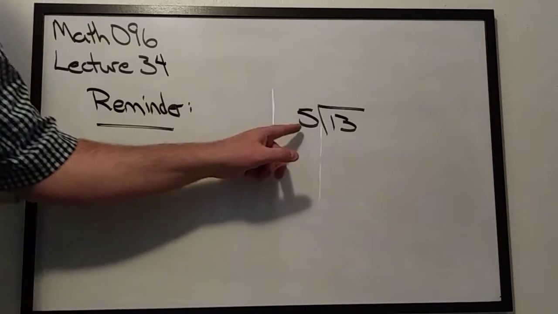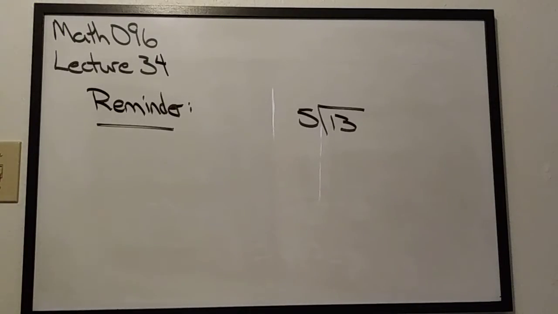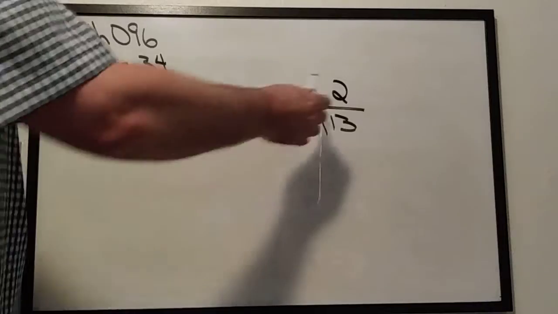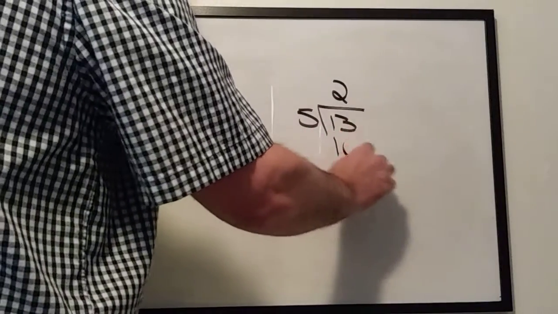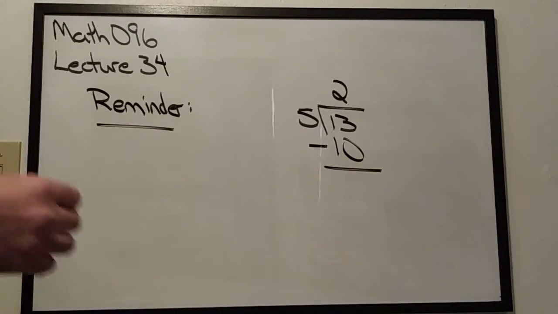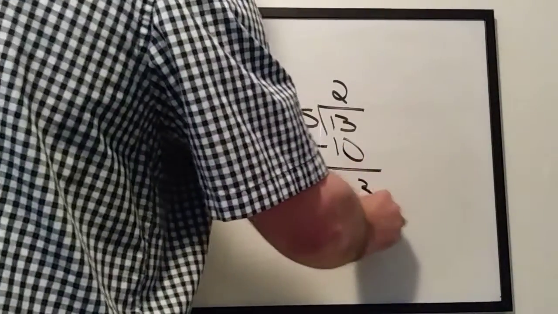So the first question I have to ask is, how many times does 5 go into 13? And the answer is going to be 2. So I put a 2 up above. Now I multiply the 2 times the 5. 2 times 5 is going to be 10. Next, I need to subtract the 13 minus 10. 13 minus 10 is going to be 3.